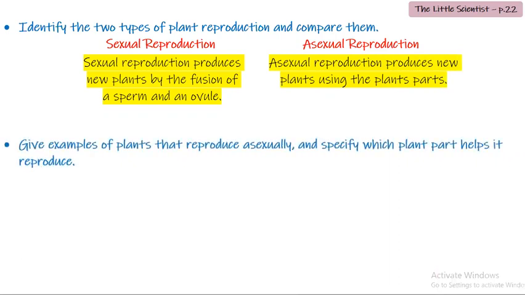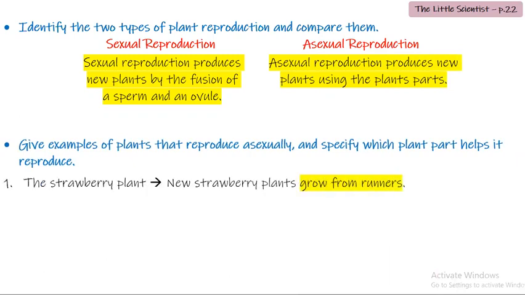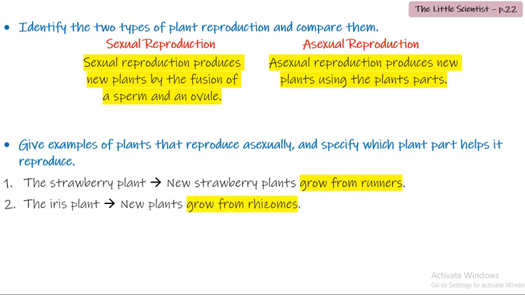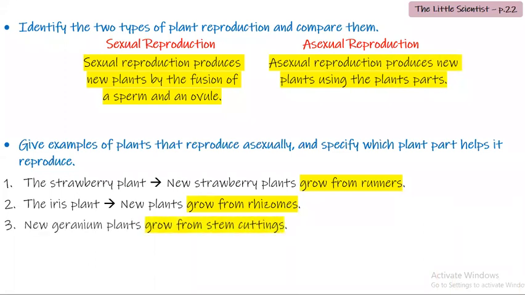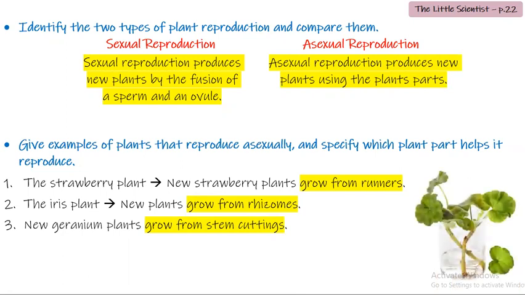What are some examples of plants that can reproduce asexually? The strawberry plant reproduces by growing new plants from runners. The iris plant reproduces by growing new plants from rhizomes. The geranium plant, the carrot plant, the pineapple plant reproduce by growing new plants from a stem cutting. This is the geranium plant, by the way, and it grows from a cutting. And at last, we have the potato plants. Since the potato is a tuber, the potato plant grows new plants from tubers.